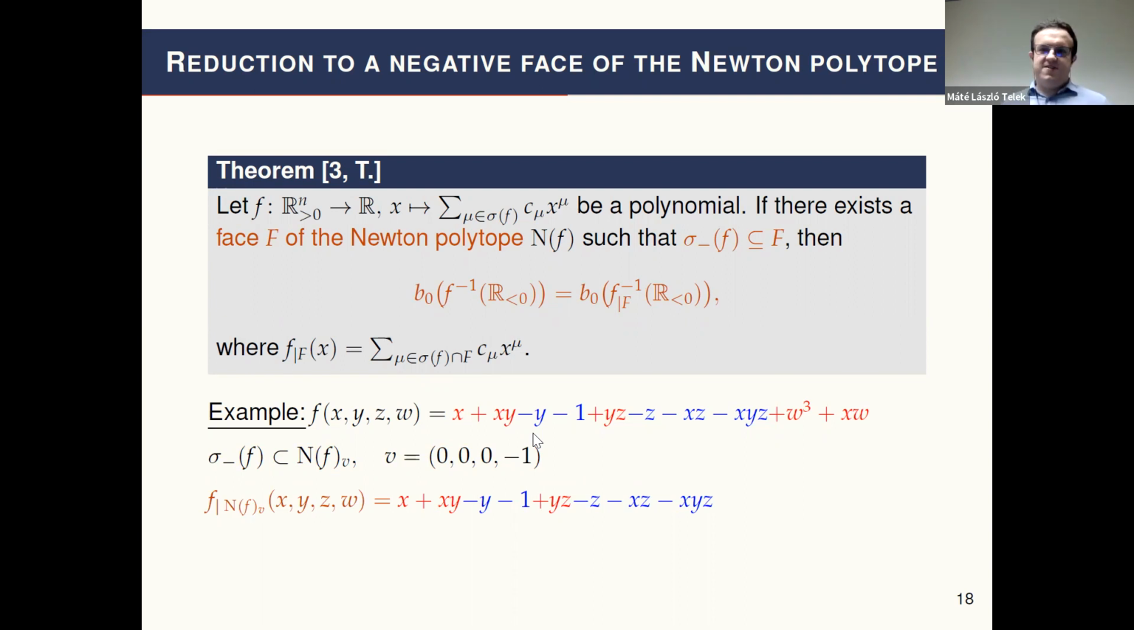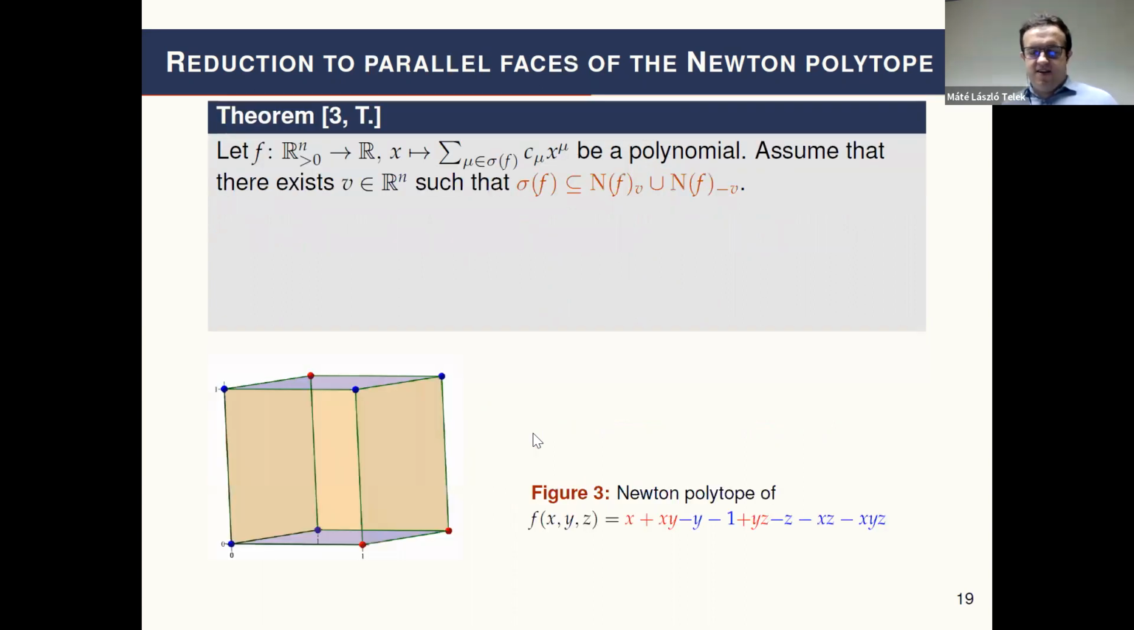If this is not small enough, then you can do another type of reduction. So here I will have a little bit more assumptions. I want to assume that I have 2 faces of the Newton polytope which are parallel to each other. So if we look at this picture here, we can pick this bottom face and this top face of the Newton polytope. And I want that all the exponent vectors are contained in these 2 parallel faces. These 2 faces are completely fine for the theorem. And I want to assume that the preimage of the negative real line under these restricted polynomials are both path connected.